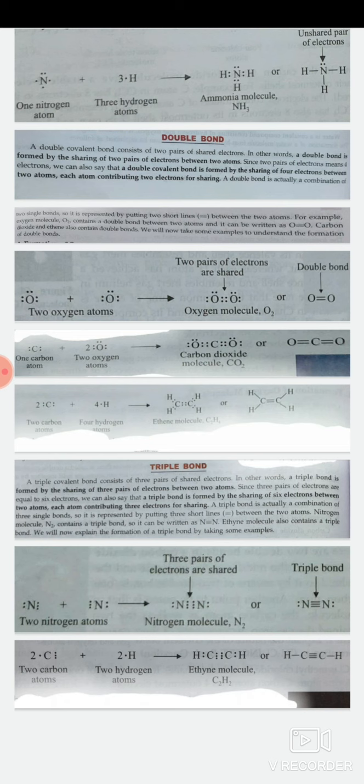Next is formation of the ethene molecule. Okay, this is a hydrocarbon. So 2 carbon atoms combine with 4 hydrogen atoms. Now see, in the 2 carbon atoms, if you see this formation, carbon has 4 electrons, right? So 4 more electrons are needed. So carbon shares 2 electrons with 2 hydrogen atoms and 2 electrons with the other carbon atom.